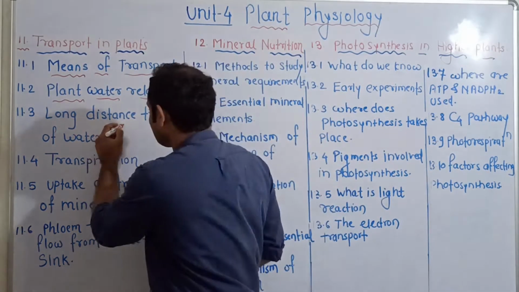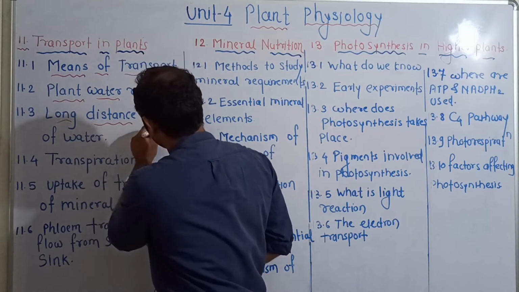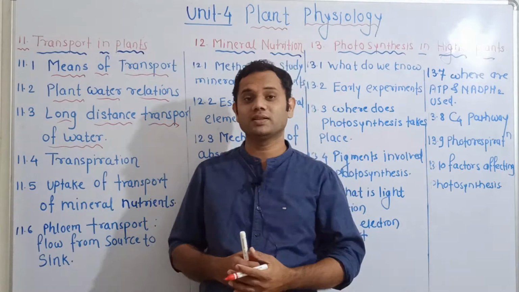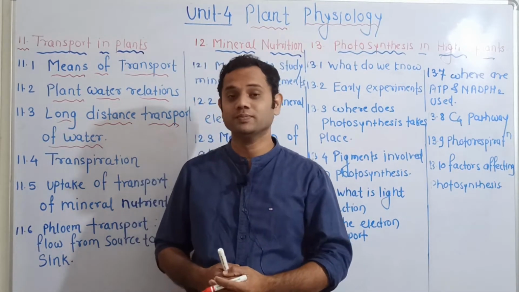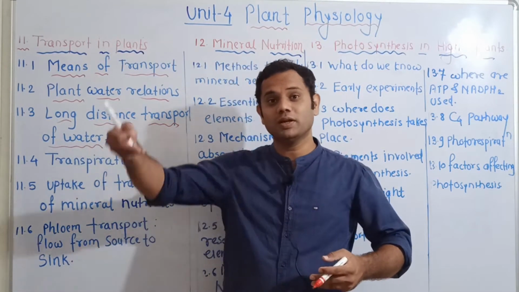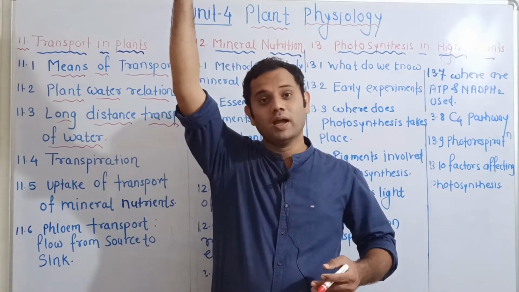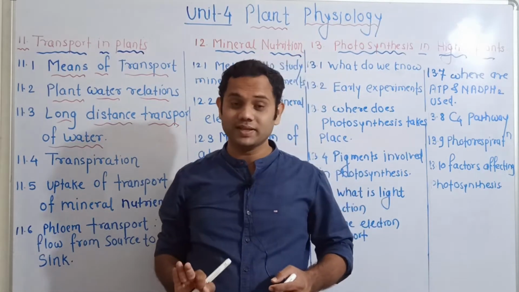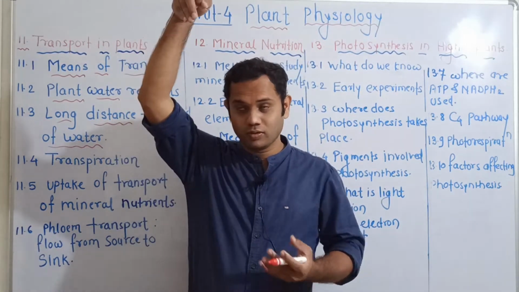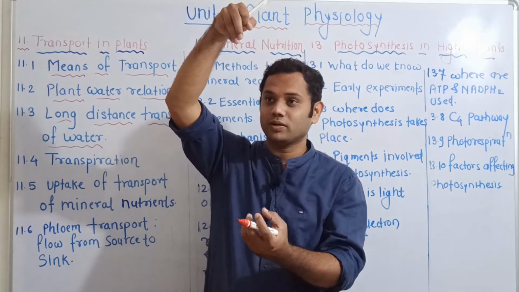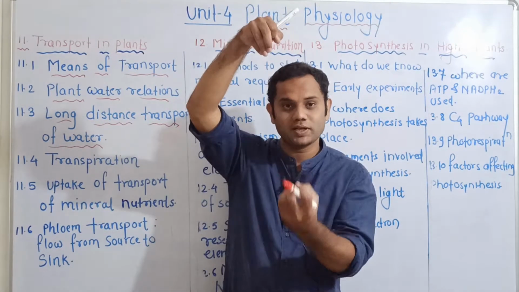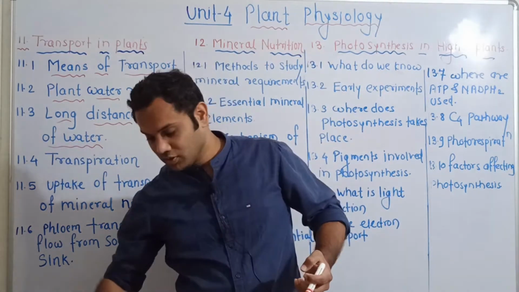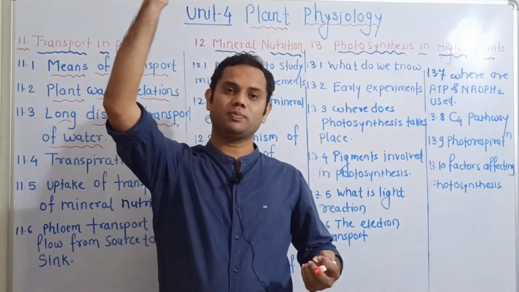Then long distance transport of water. It involves certain theories, like the cohesion tension theory. How does water from the soil get transported up to the aerial parts of the plant, that is, against gravity? Gravity is what? Earth is pulling each and every object towards itself. But water is getting transported from the soil to the aerial part of the plant.